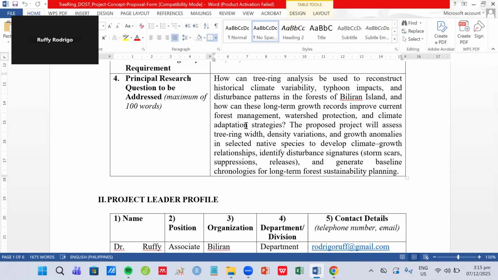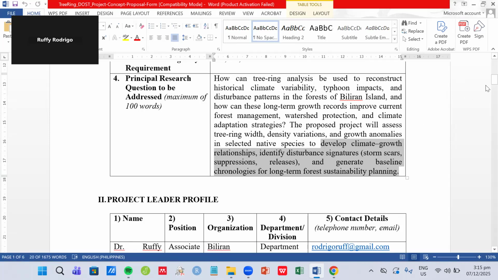So the proposed project will assess tree ring width, density variations, and growth anomalies in selected species. This is still an ongoing proposal because I still don't know what species I should be using, since sometimes the tropical tree rings are not really that visible. See, from the empty form, that's only two pages now.